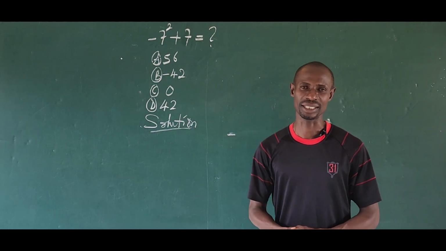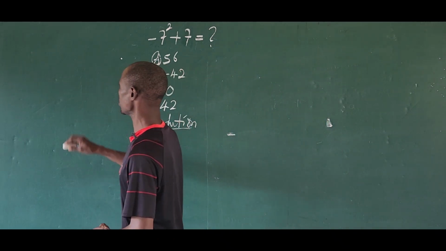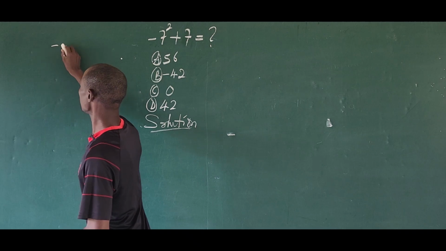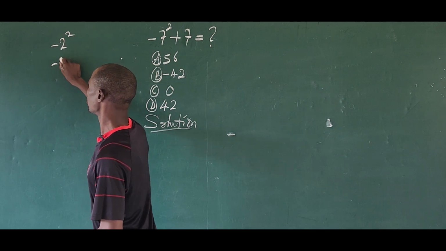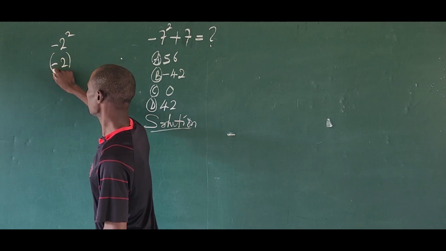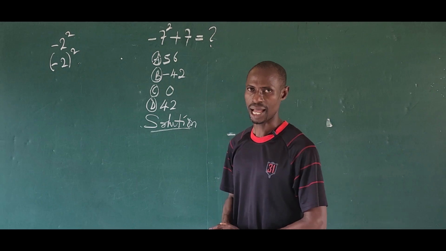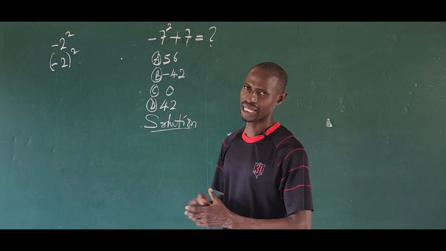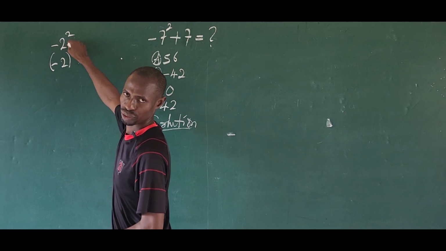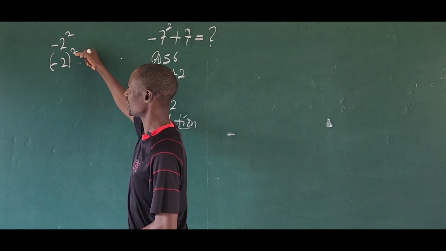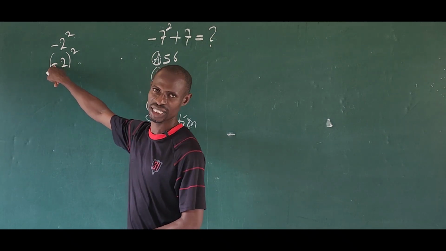I said this in some of my videos already: if you have the expression minus 2 to the power of 2, and minus 2 in brackets to the power of 2, these two expressions are different. What makes them different is this. The power in the first only affects the 2. Meanwhile, in the second expression, the power affects both the 2 and the minus sign.